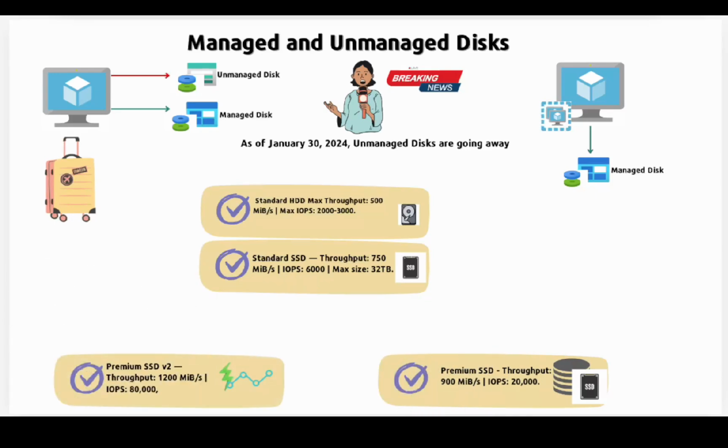Premium SSD V2. For workloads requiring ultra low latency, throughput is 1200 Mbps. IOPS is 80,000. But one catch, this disk cannot be used as an OS disk. And finally, the Mega Disk Ultra Disks. Throughput is 4000 Mbps and the IOPS is a staggering 160,000.